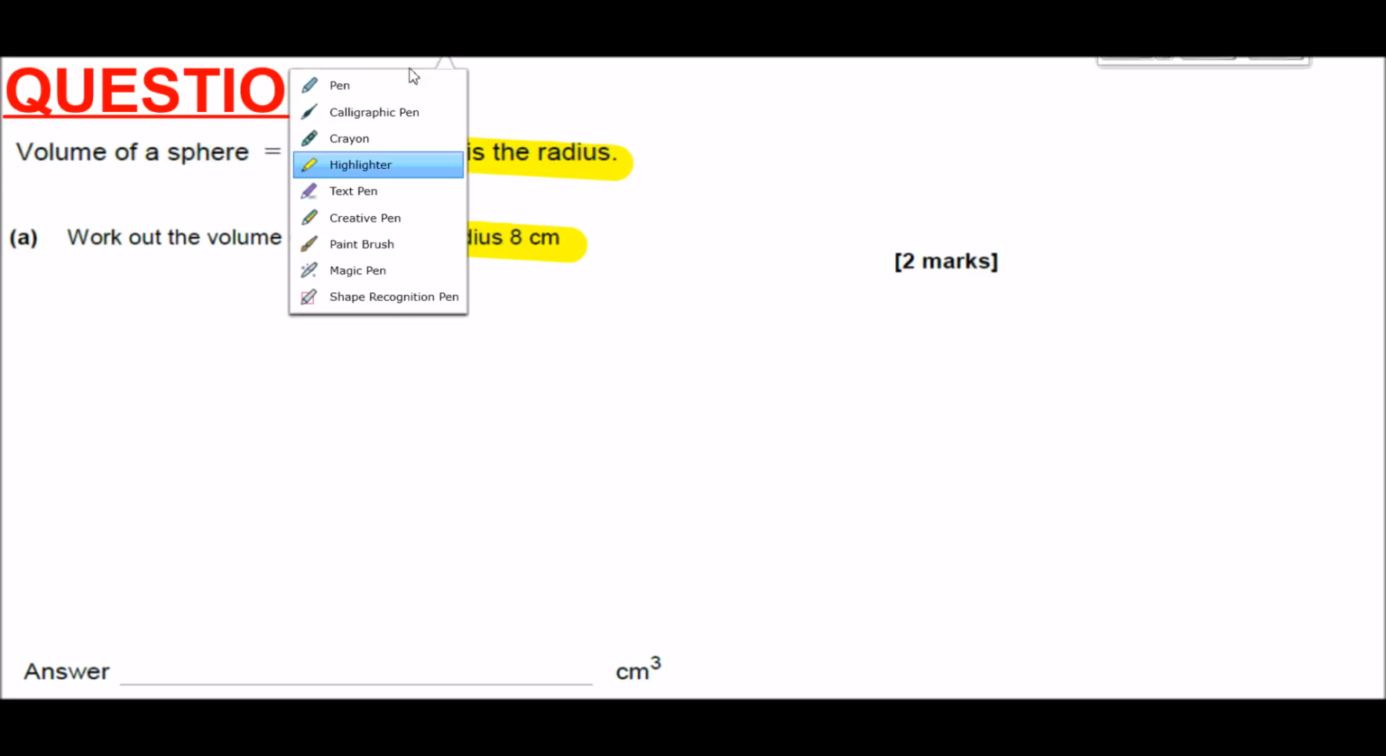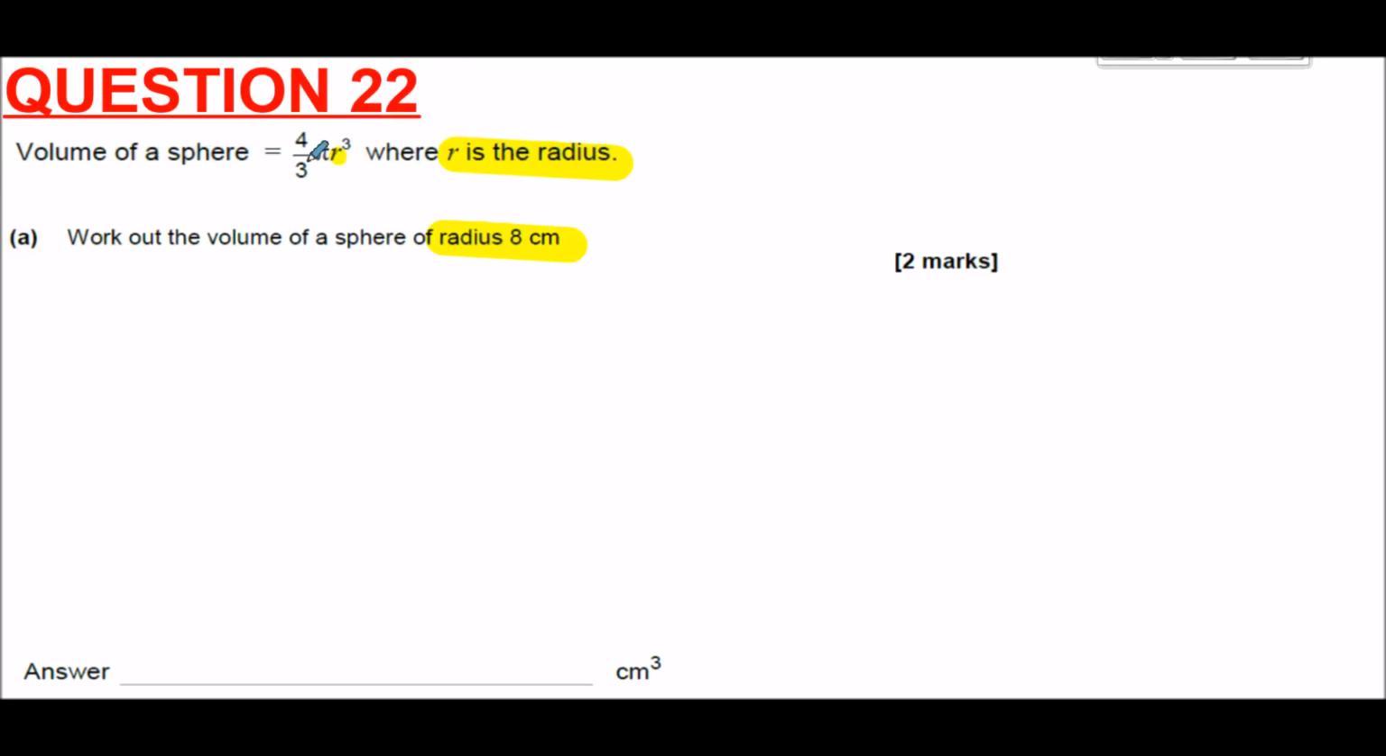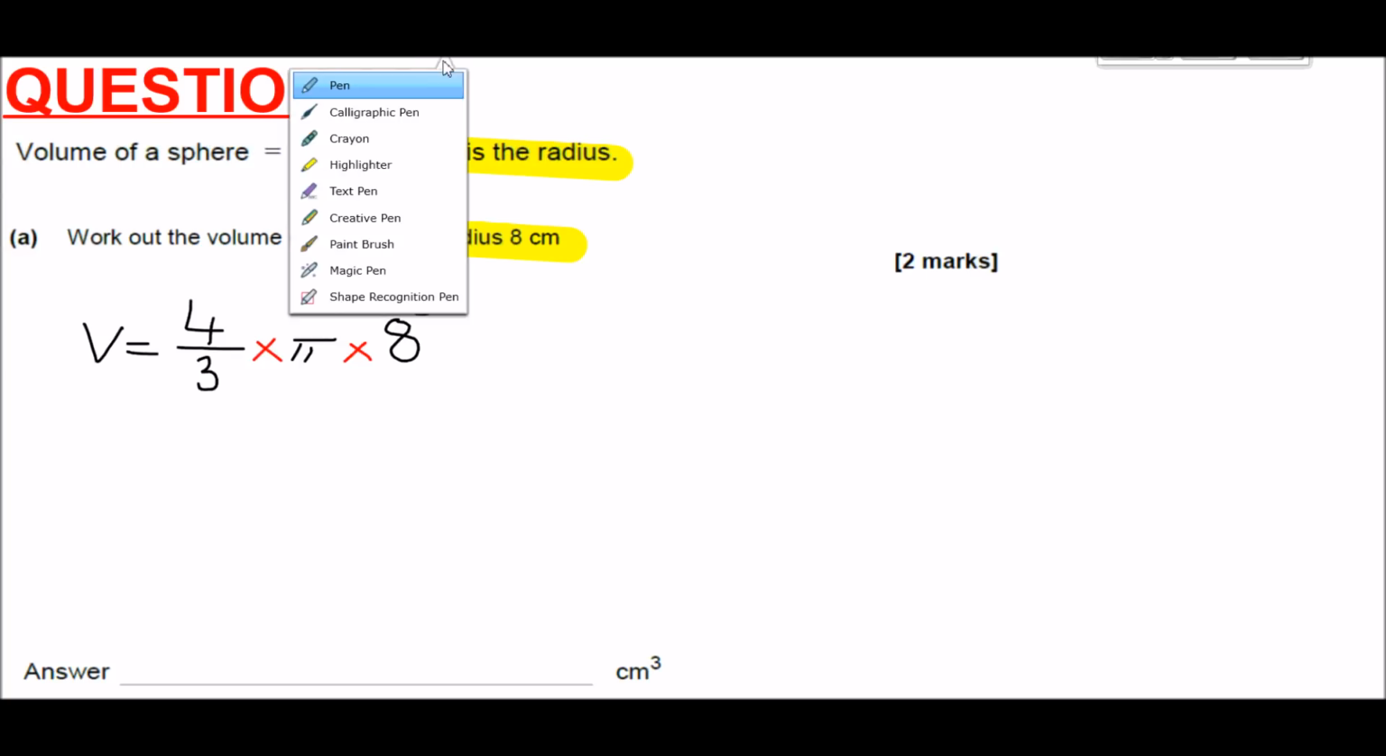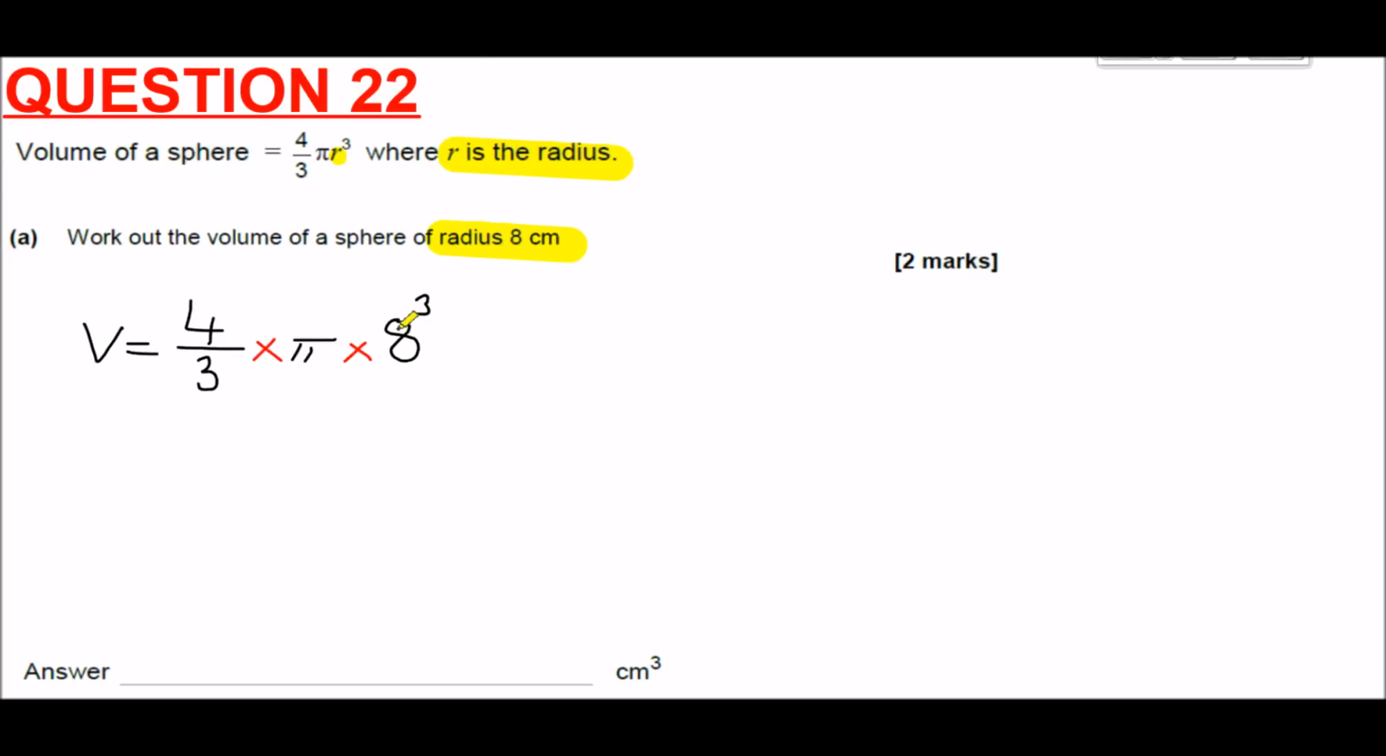Now this formula has no mathematical instructions between each thing. So in maths or algebra, if there's no instruction saying what's happening between different things, it will always mean they're being multiplied by each other. So this means that the volume is 4/3 multiplied by pi multiplied by the radius cubed, which in this case is 8 cubed, because the question says that the radius is 8. So what we need to do now is to just process this on our calculator.